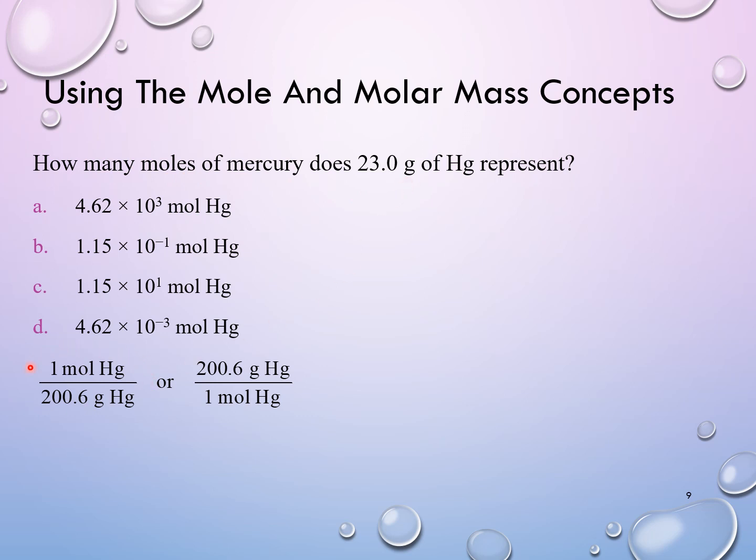So I would again pick this one right here where we do our math as 23.0 grams of mercury times 1 mole of mercury on the top, divided by 200.6 grams of mercury on the bottom. You cross off the mercury, and you get 23.0 divided by 200.6. Your answer is 1.15 times 10 to the minus 1 moles of mercury, or in this case we say B.